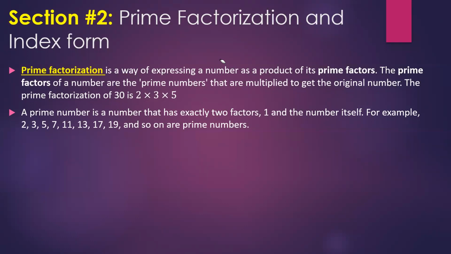Very good. So, can you all give me an example of a prime number? 43. Any other example of a prime number? 23. 23 is prime, yes. Any other? 97. 97 is prime, yes. So prime numbers only have two factors, one and itself.